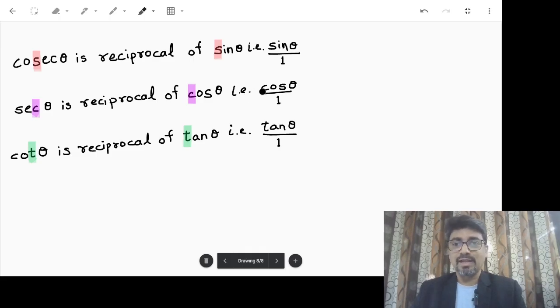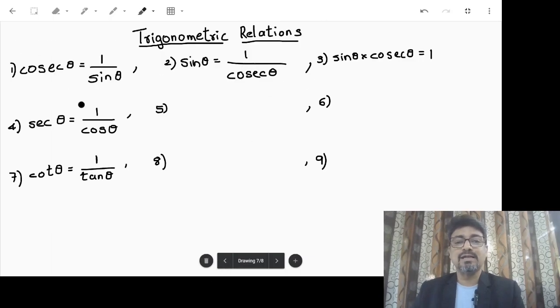Cos theta can be written as cos theta upon 1. That's how we write all the integers. If 5 can be written as 5 upon 1, cos theta is cos theta upon 1. Its reciprocal is going to be 1 upon cos theta. So sec theta is equal to reciprocal 1 upon cos theta.